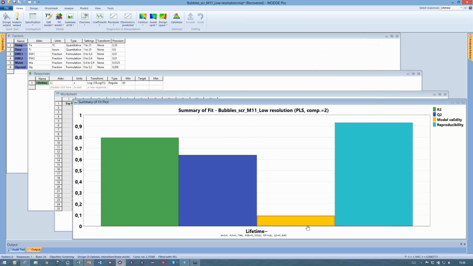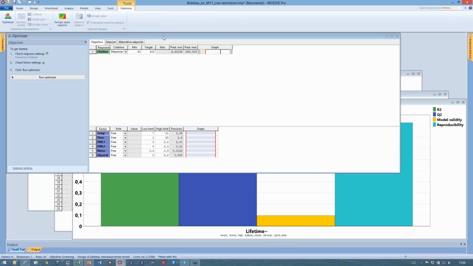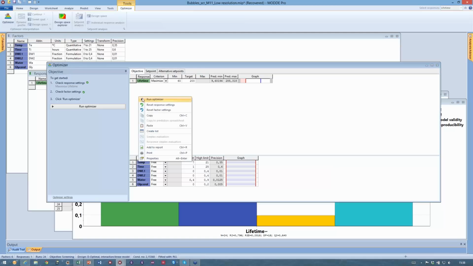We can now make different types of contour plots in the same way as we did the contour plot for the response in the bubble formation example. But what we'll do now is actually demonstrate the capability of the optimizer. So I will start the optimizer. I will just make sure that I have zeroed everything.